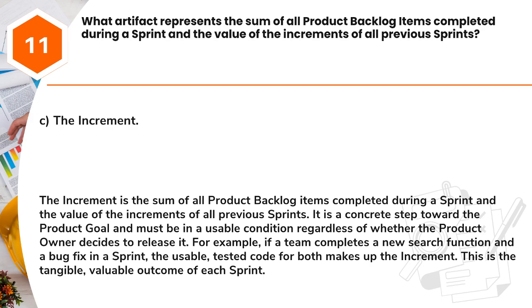Answer: C. The Increment. The increment is the sum of all product backlog items completed during a sprint and the value of the increments of all previous sprints. It is a concrete step toward the product goal and must be in a usable condition regardless of whether the product owner decides to release it. For example, if a team completes a new search function and a bug fix in a sprint, the usable, tested code for both makes up the increment. This is the tangible, valuable outcome of each sprint.